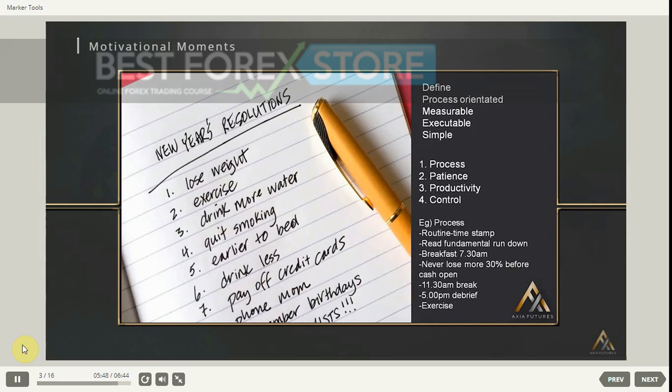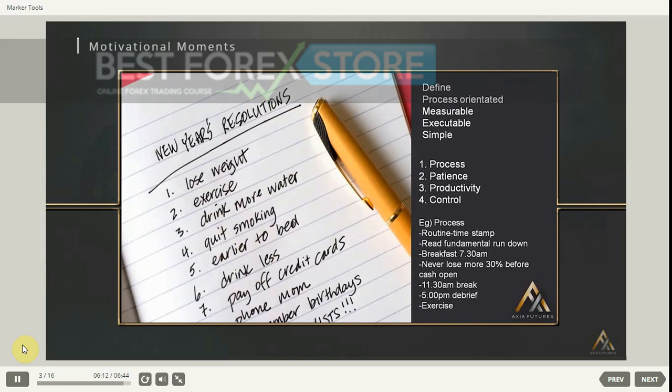Can I execute them? Can I physically, at 5 p.m., sit down at my desk, write a debrief, go over my trades, have a look at the strategies? Yes, I can execute them. Are they simple? Well, there's nothing more simple than having breakfast at 7:30 in the morning. If I go through every one of these eight things, I give that number one a tick, and I've achieved my process goal. That's all a goal is, guys.